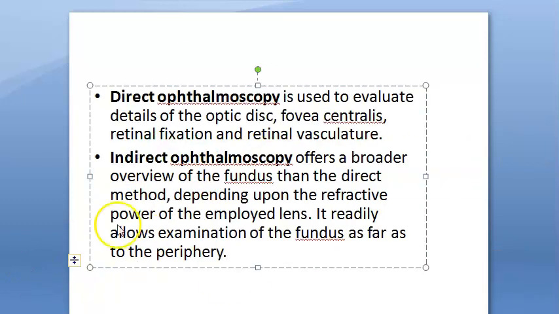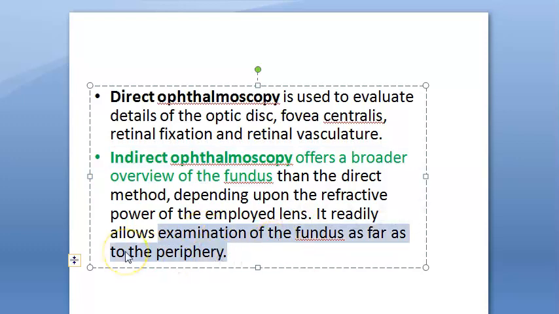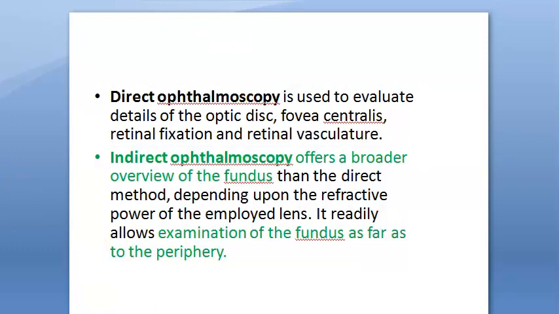So indirect ophthalmoscopy, it offers a better view of the fundus, okay. So it is better than the direct one, it offers a broader overview of the fundus, right. So you can see the fundus as far as to the periphery. So this is what we want, so that is the answer.